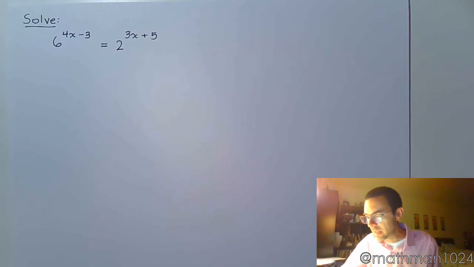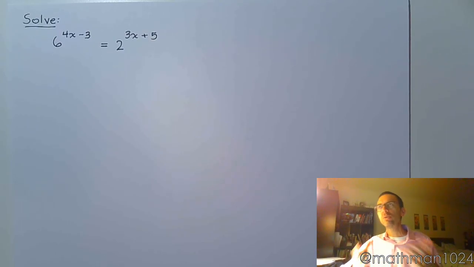All right, so here we have one side with 6, one side with 2, and you might think, oh, well, 2 goes into 6. It does, but for exponential equations, they have to have the same base, and we can't really do that. Dividing by 2 doesn't work here because you're dealing with exponentials.